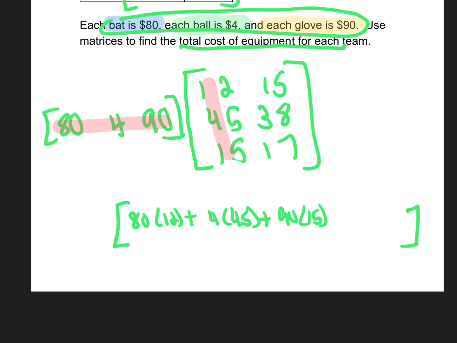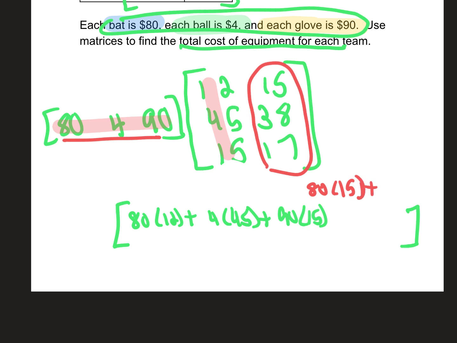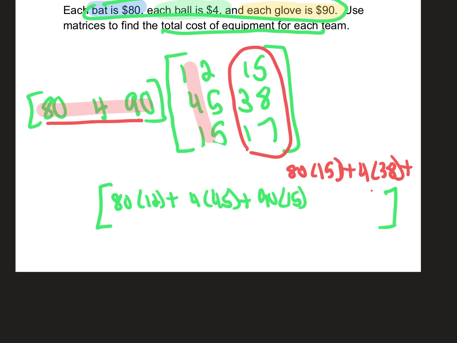And then our column 2, I'm going to have to overlap them just a little bit here. I'm going to take row 1 times column 2. So I'm going to have 80 times 15 plus 4 times 38 plus 90 times 17. Probably should have left myself a little bit more room. So this is going to be column 1, this is going to be column 2.